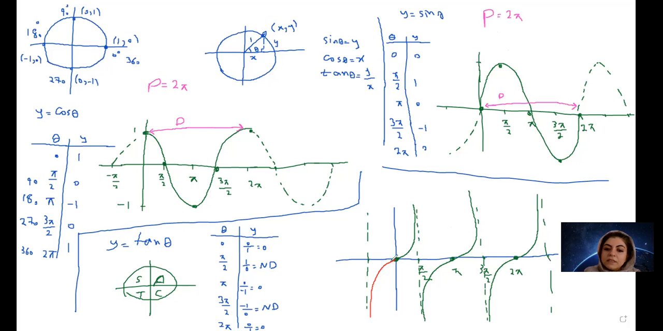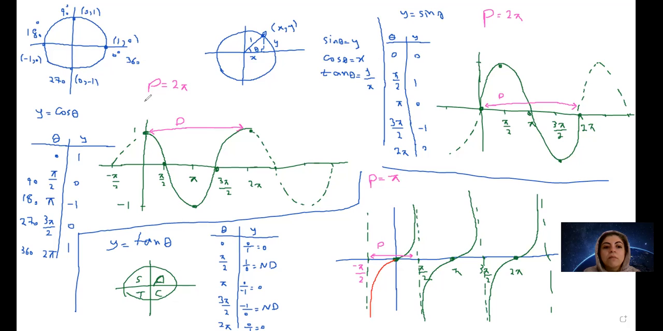The period here is going to be from negative pi over 2 to pi over 2, because this is repeating, right? From negative pi over 2 to pi over 2, then it repeats from pi over 2 to 3 pi over 2. Is your period going to be this distance? This is your period. The length between negative pi over 2 and pi over 2 is pi. So the period here, the length of the full cycle, is pi.